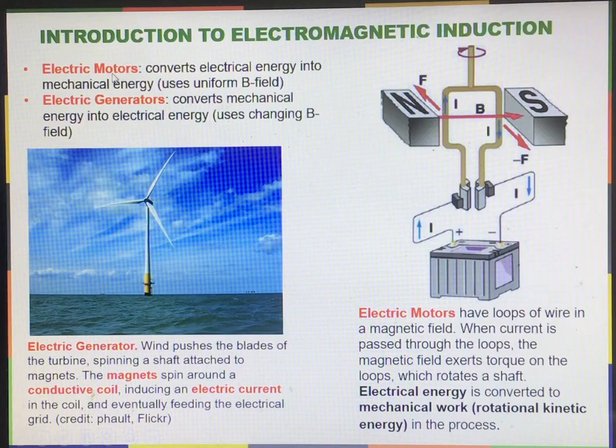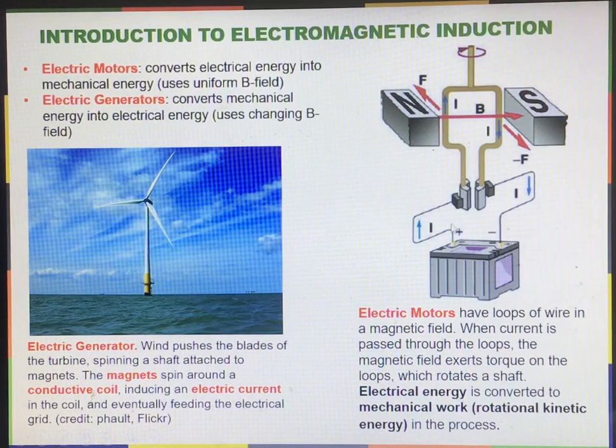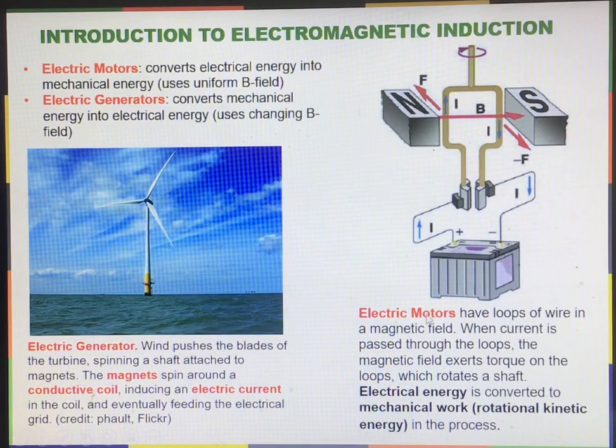Now to do so, we're going to look at two devices. The first one is called an electric motor. So basically an electric motor converts electrical energy into mechanical energy, and this uses a uniform magnetic field. The picture on the right side here explains how an electric motor works.